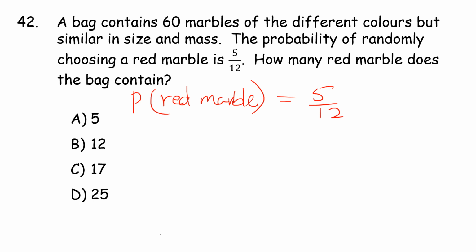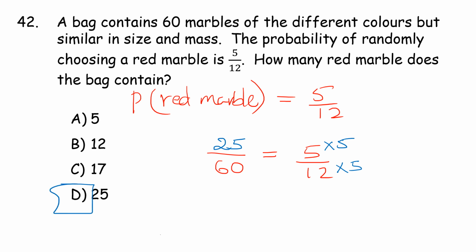So it is something over 60 equals 5 over 12. What do I multiply 12 by to get 60? I have to multiply by 5. So I'll do the same thing to the numerator. I'm going to get 25. So how many marbles are red? 25. The answer will be D.